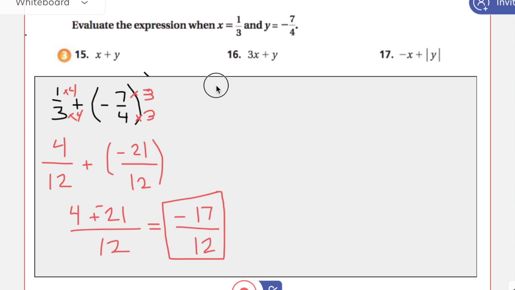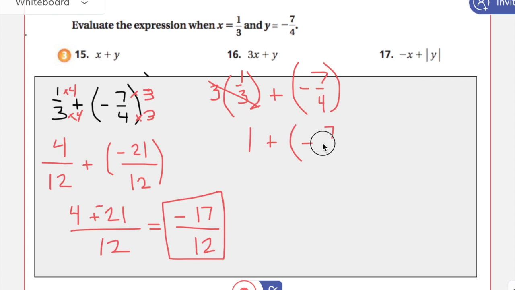For 16, I have 3 being multiplied by 1/3 plus I have a negative 7/4. Now if I multiply 3 by 1/3, the 3's just cancel out. So this just becomes 1. So this is 1 plus a negative 7/4.